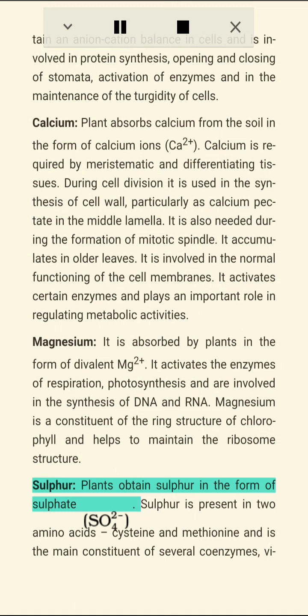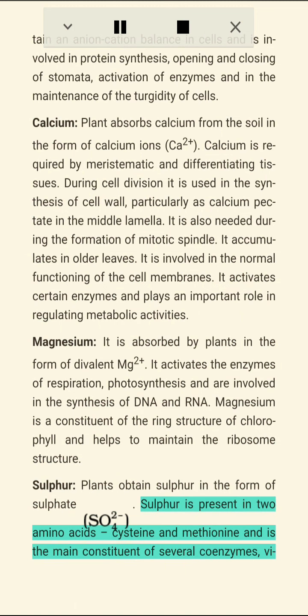Sulfur. Plants obtain sulfur in the form of sulfate. Sulfur is present in 2 amino acids, cysteine and methionine, and is the main constituent of several coenzymes, vitamins, thiamine, biotin, coenzyme A, and ferredoxin.